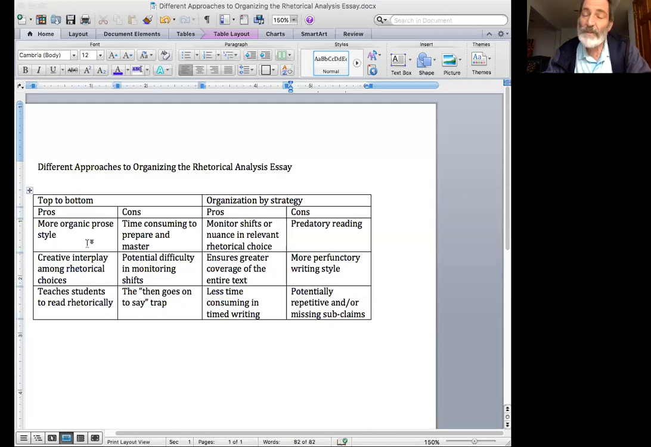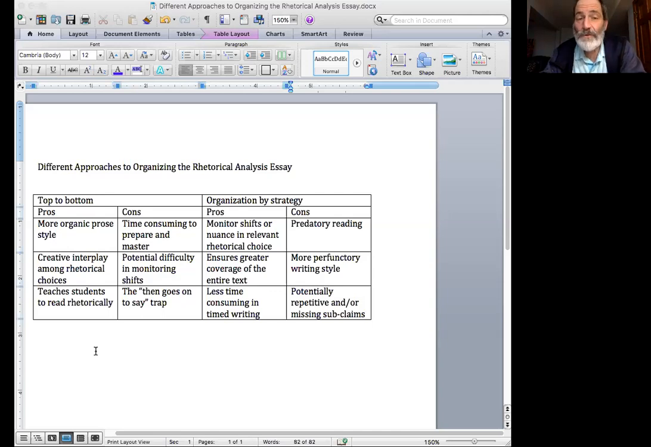The first, it produces a more organic prose style, meaning that students are acting as the sports color commentator, analyzing how the writer, or the athlete in this case, achieved that touchdown or that three-point shot. We notice a much more creative interplay among rhetorical choices. And last but not least, students are taught to read rhetorically. What I mean by that is that when we read, we're paying attention to how the writer is finding available choices all the way through in order to manipulate an audience to understand X or Y.